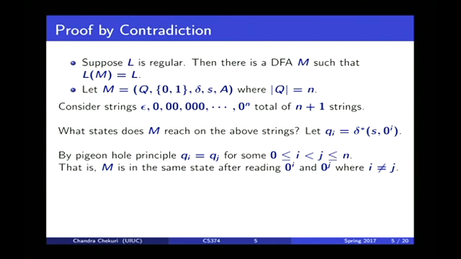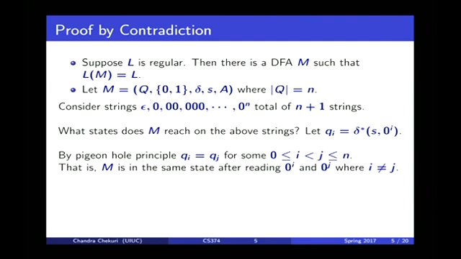If it goes to the same state after seeing 0 to the i and 0 to the j, whereas i is not equal to j, then what will it do if I give it later 1 to the j and 1 to the i? So what do we know? We know that there is some i and j, i not equal to j, such that the DFA on 0 to the i and 0 to the j goes to the same state.